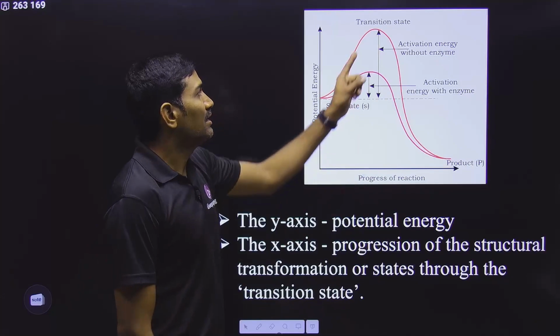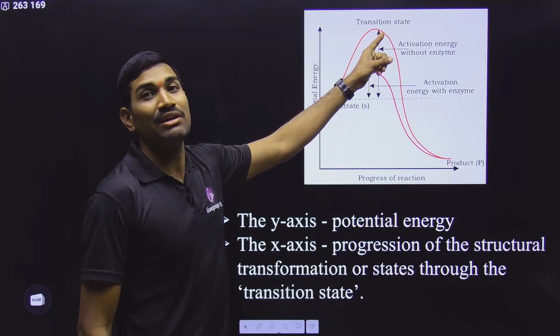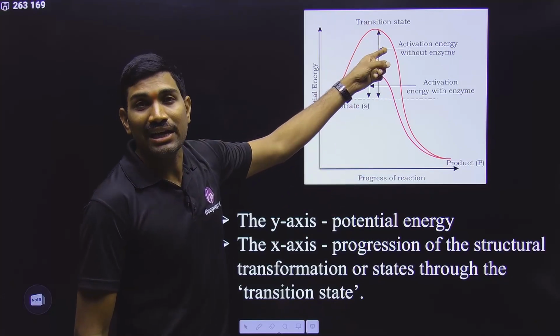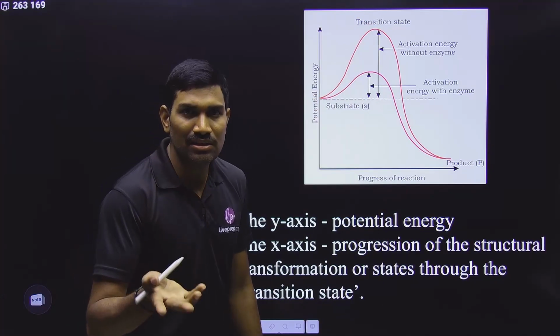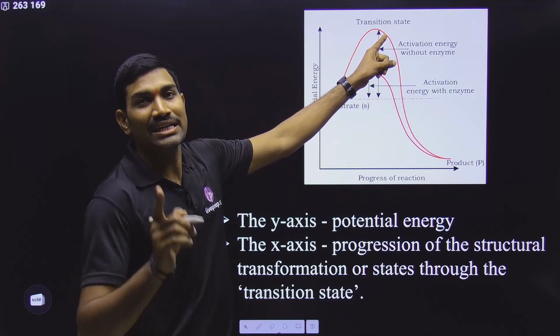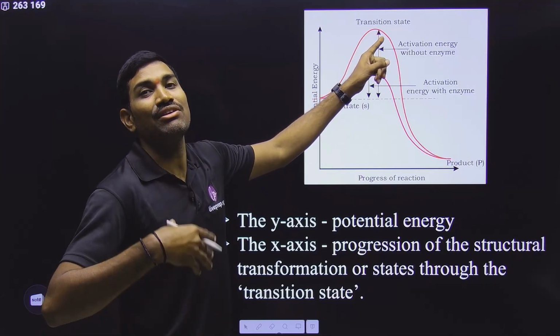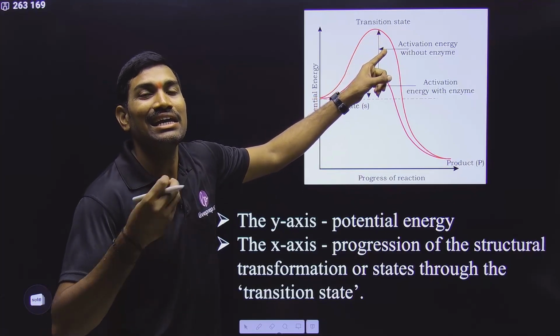But please remember, since the transition state energy is very high, and high energy means stability is very low, these reaction intermediates, since they have very high energy, are highly unstable.